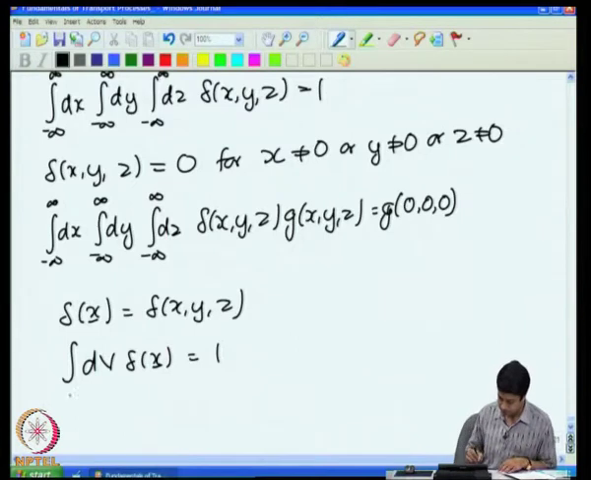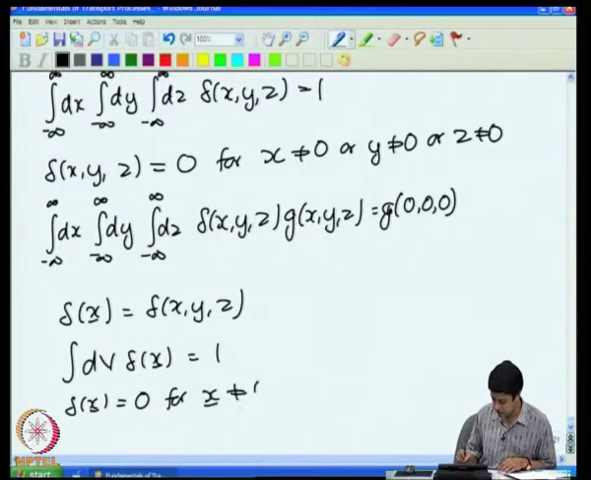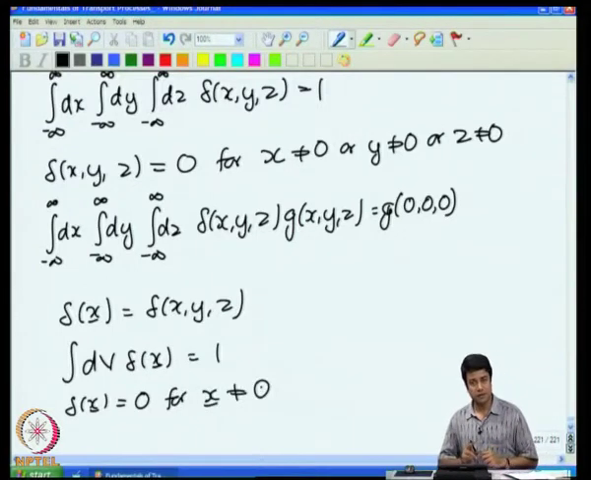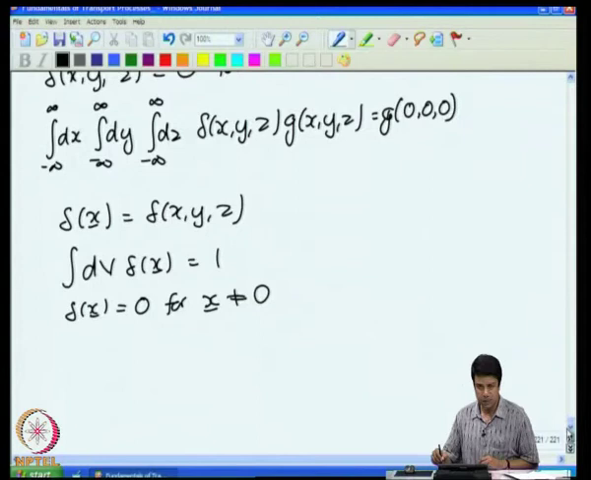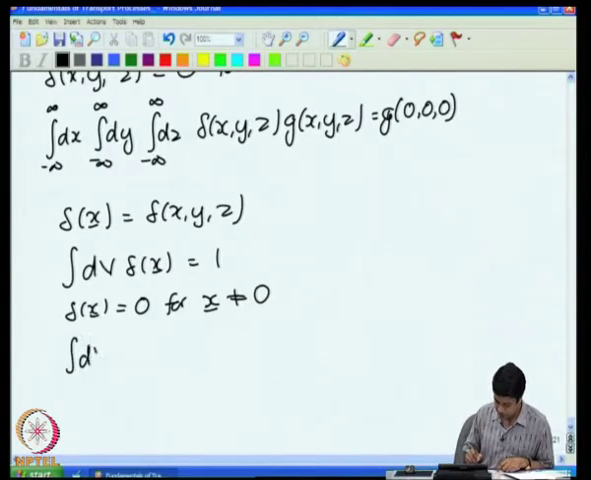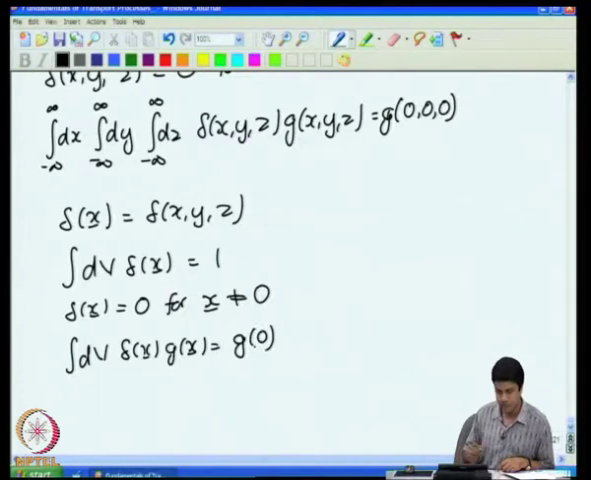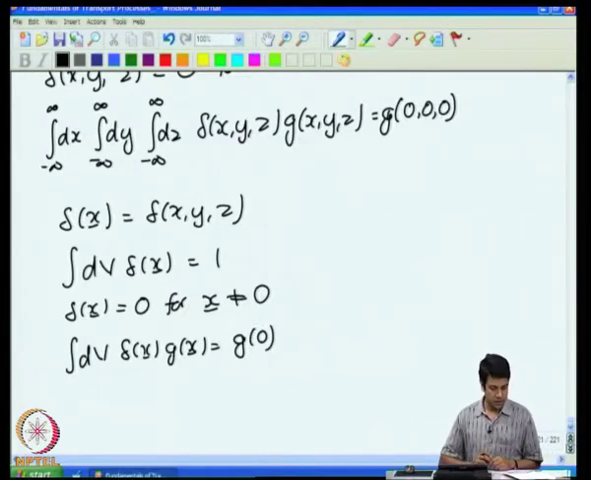And delta of x is equal to 0 for x not equal to 0, because the vector will be 0 only if all of its 3 components are equal to 0. So, delta of x is equal to 0 for x not equal to 0. The integral over the volume of delta of x times g of x, where g is some function of the vector, is equal to g of 0. So, these are the properties of the delta function that I will use.